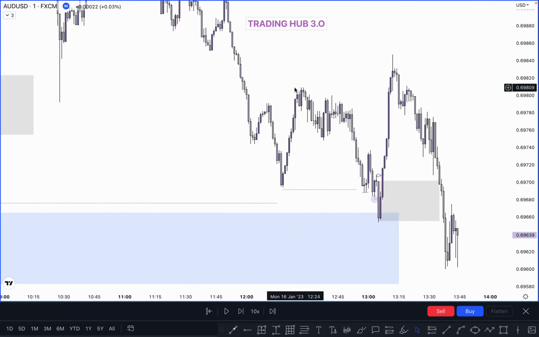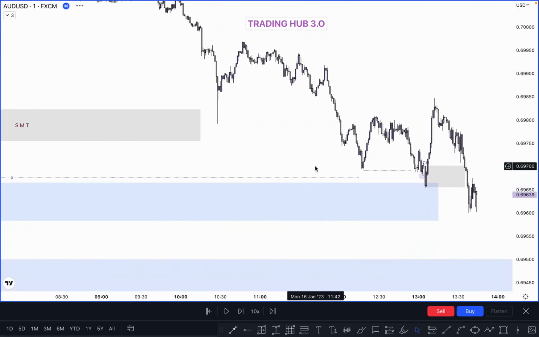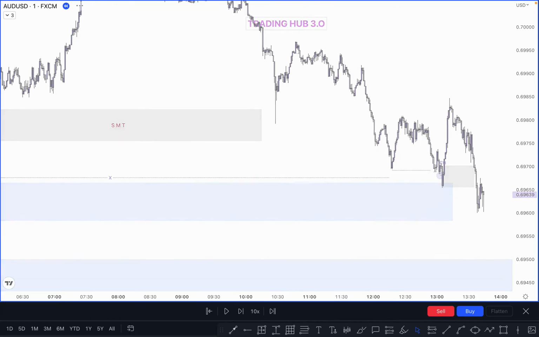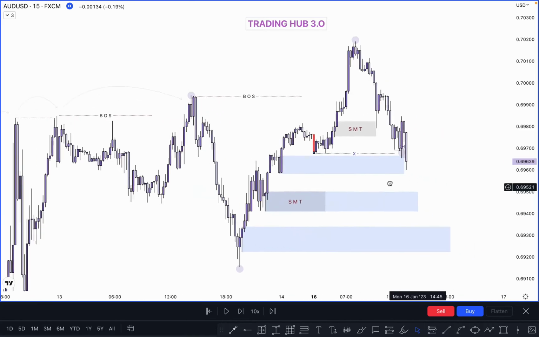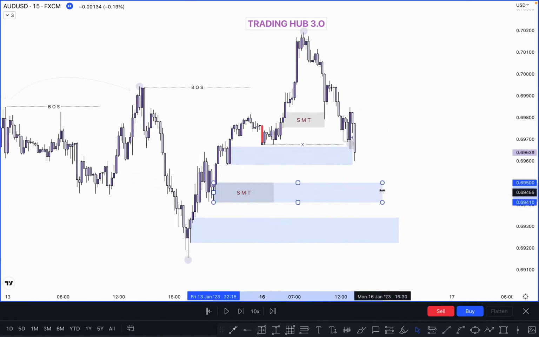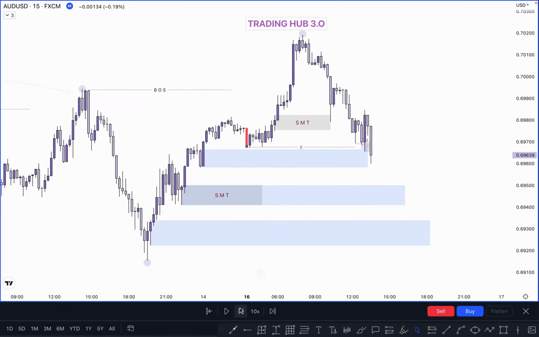Okay, so now where is our next POI in this case? First of all, check the 15-minute time frame and wait to mitigate the extreme order block, which is here. You don't need to buy here because this one is SMT. So let's see what happened next after this one.